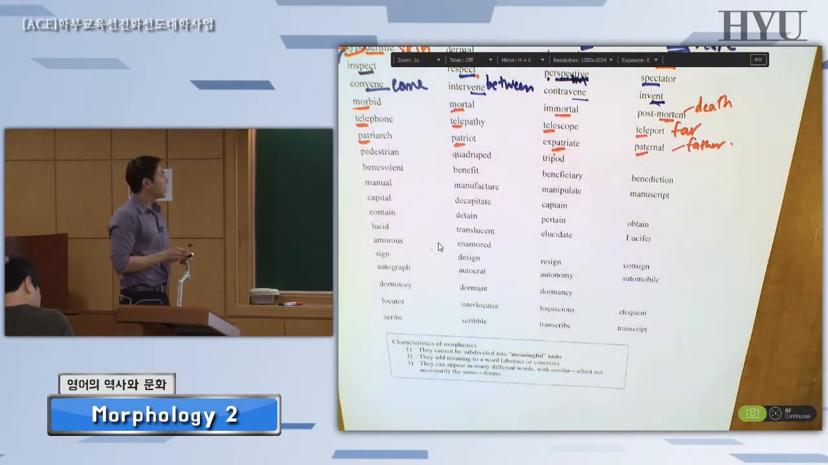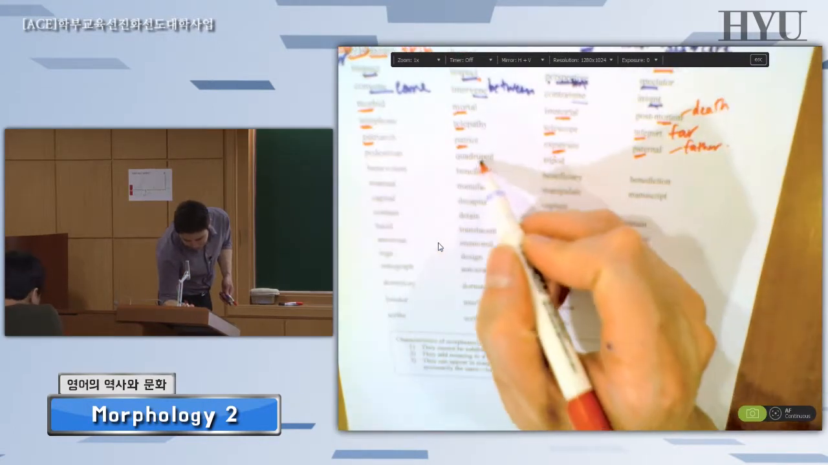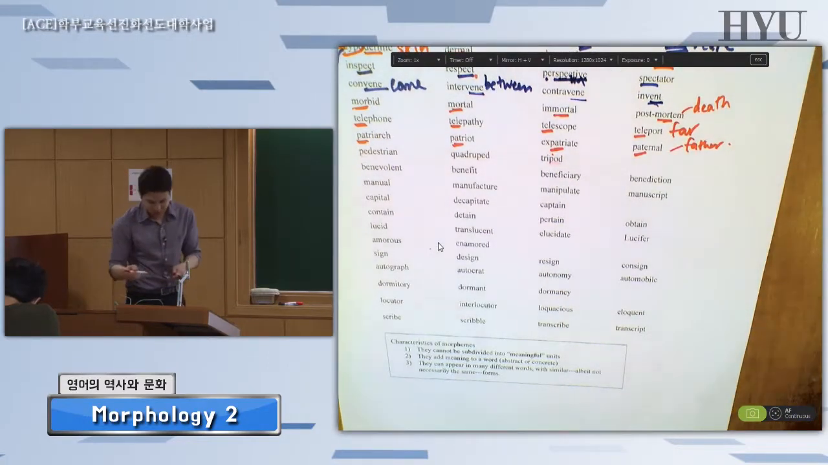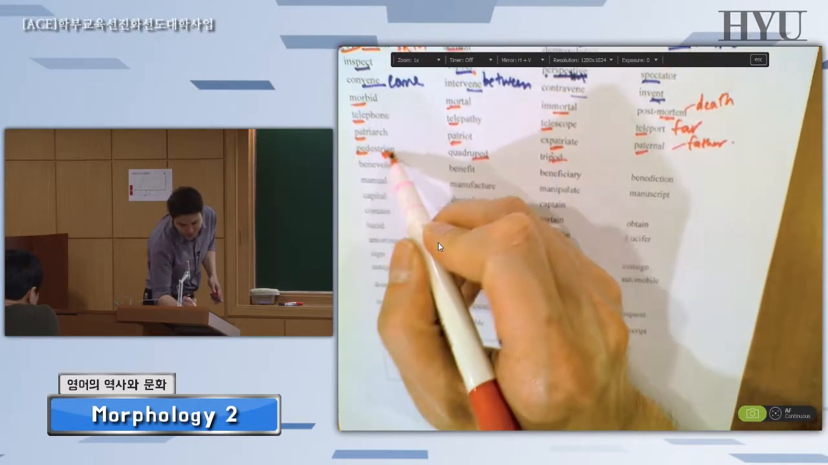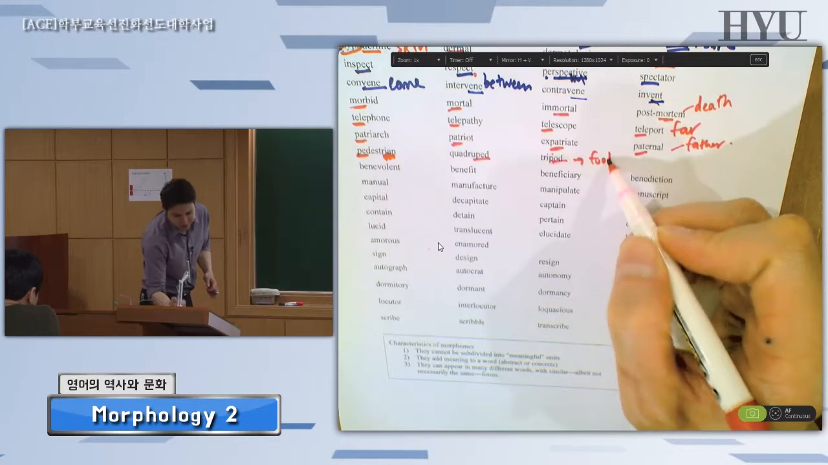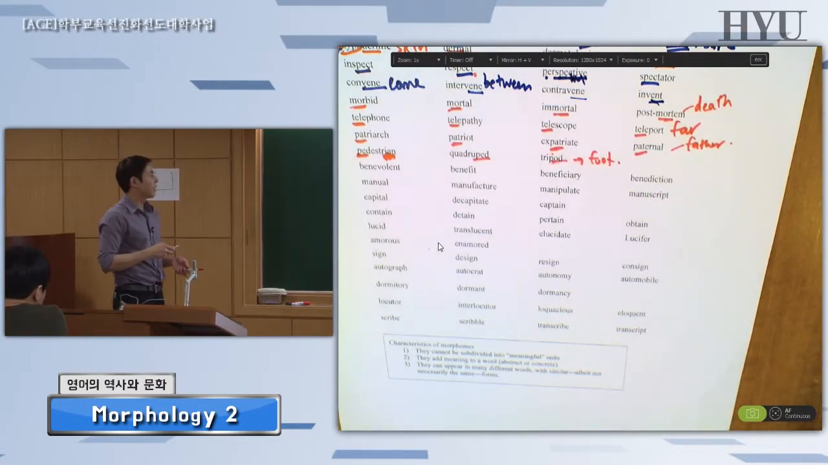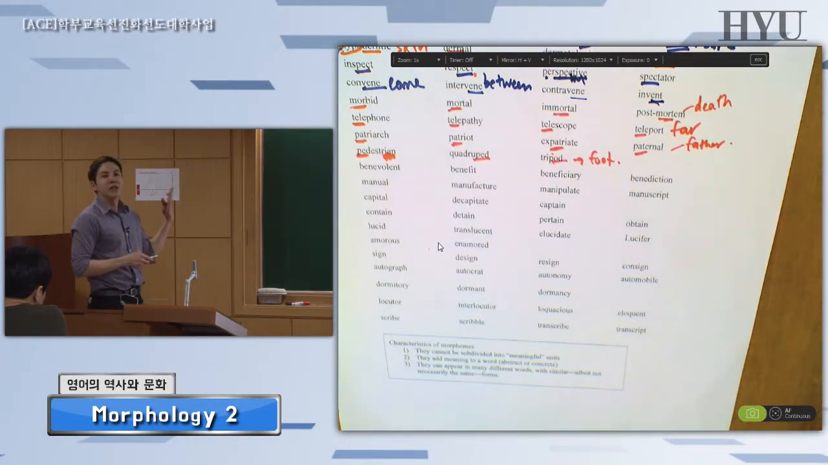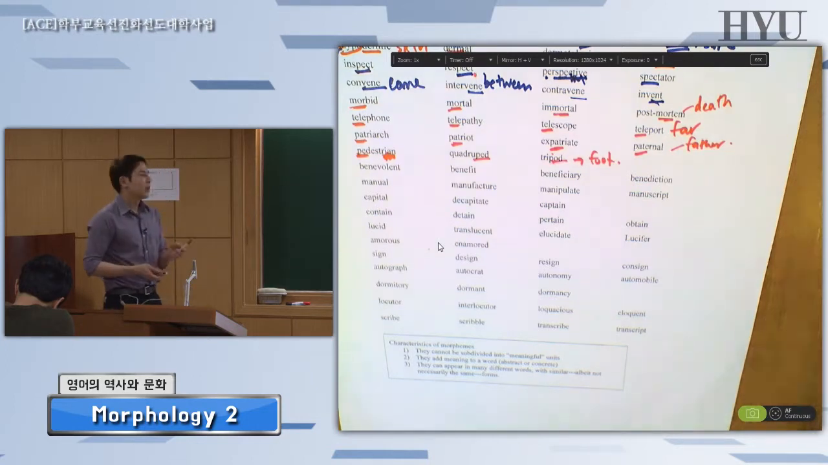Next one, pedestrian, quadruped, tripod. So we have ped, pod. And this morpheme, I'm sorry, this morpheme means foot. Pedestrian is people who go by foot, right? Quadruped, four feet, like animals. Tripod is three, three legs.